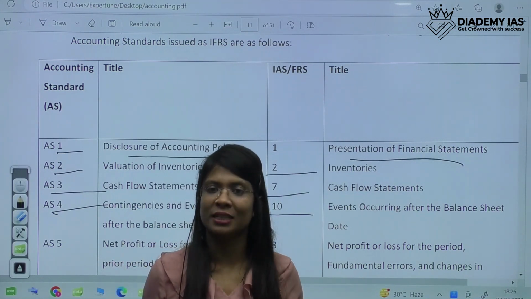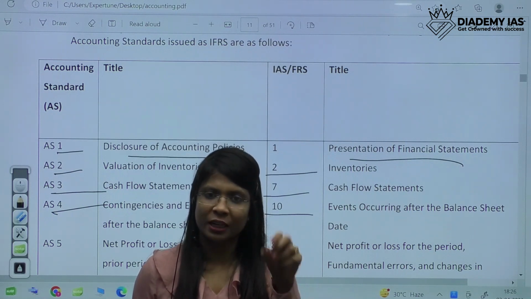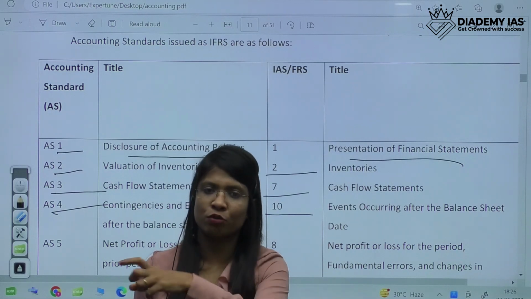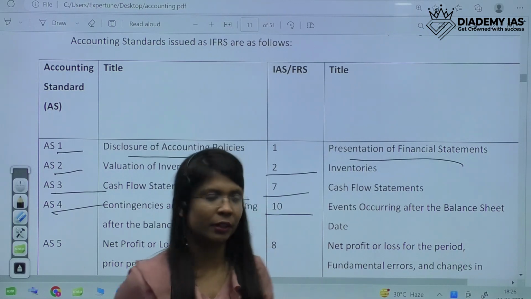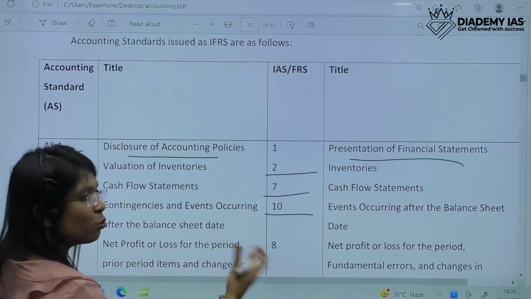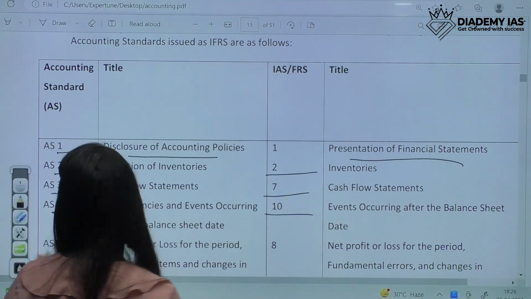Ind AS does come in the exam. In many exams, they directly ask the numbers, like what is Ind AS 7 about, or what is the number of the cash flow statement. So please do remember the numbers and names. I'm not reading all these; you just have to remember these. Just go through it, please.